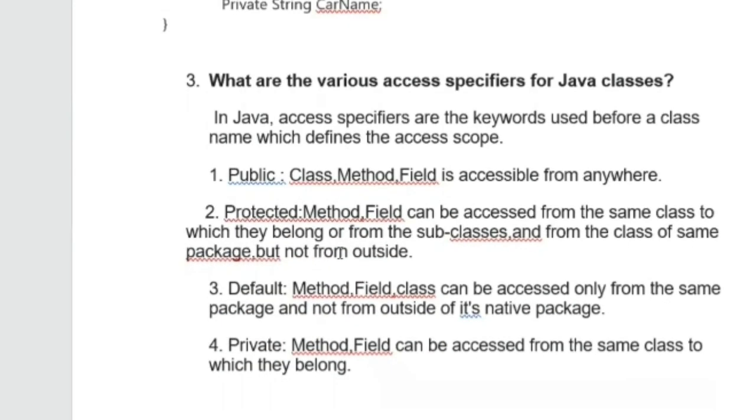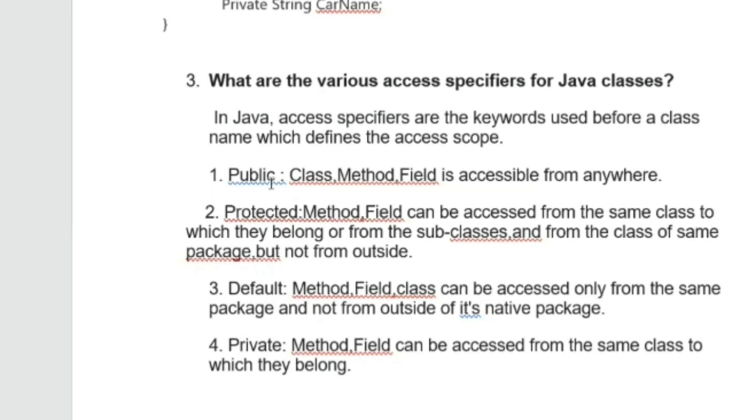The next question is: what are the various access specifiers in Java? Access specifiers are keywords in Java. Where do we declare these access specifiers? Before a class, method or field. Field is nothing but variables. So there are 4 types of access specifiers in Java: public, protected, default, and private.